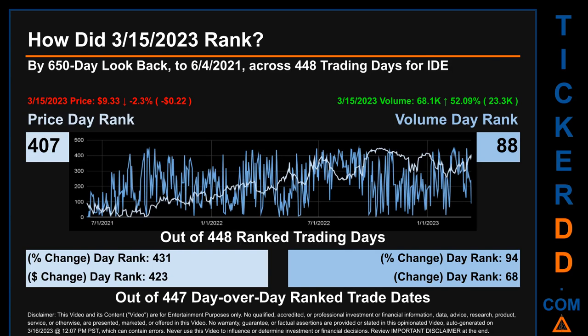The price's day-over-day percentage change, dropping minus 2.3% on March 15, 2023, had a day rank of 431 while its dollar difference of minus 22 cents had a rank of 423 when compared day over day across 447 trading days. Volume's percentage change and difference were ranked respectively at 94 and 68.